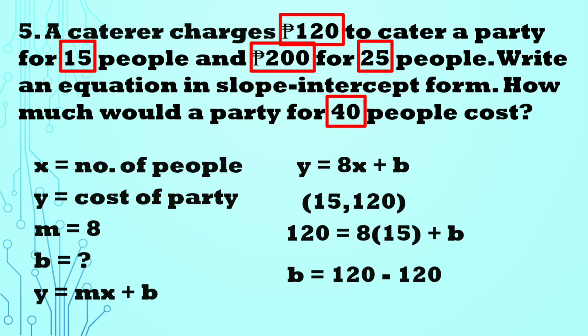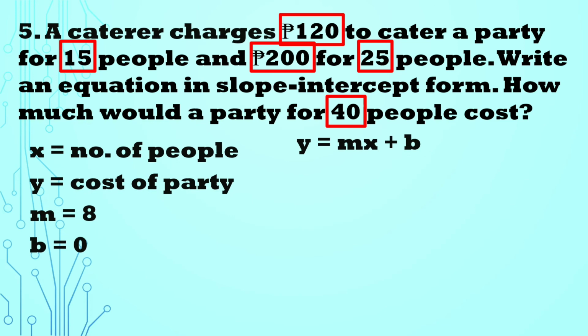So, gumamit po tayo dito ng property of equality. Or, pwede na natin siyang i-shortcut, using transposition method. So, 120 minus 120 is equal to 0. So, we have b equals 0. So, meron na tayong b which is 0. Ayan. So, ang ating equation ay magiging y equals 8x.